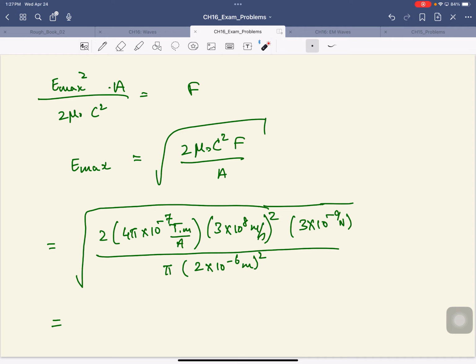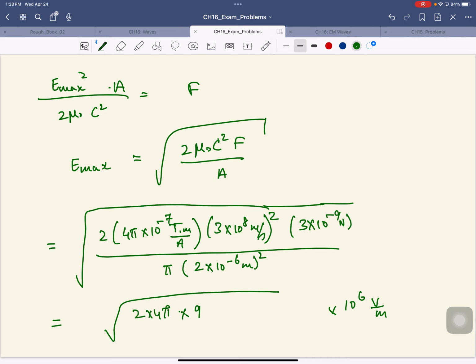All right, so let's calculate this. Let's take care of powers of 10. This is 10 to the minus 12. That's 10 to the minus 16. So you get 10 to the minus 4. And 16 minus 4 is 12, and the square root of that is 6. So you get 10 to the 6 volt per meter. And then the rest of the stuff: 2 into 4 pi into 9 into 3 into 4 pi.